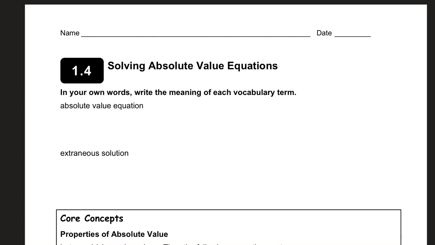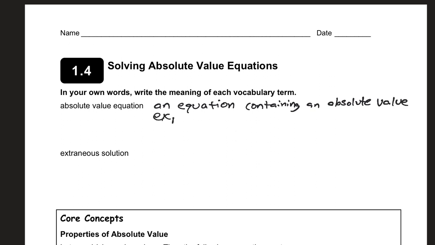Hello, we're going to do our 1.4 notes today, solving absolute value equations. Let's write some vocab here. An absolute value equation is an equation containing an absolute value expression, then you solve by making two related equations.